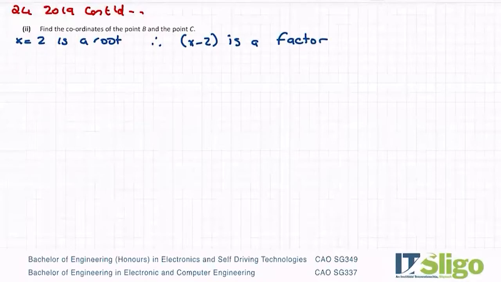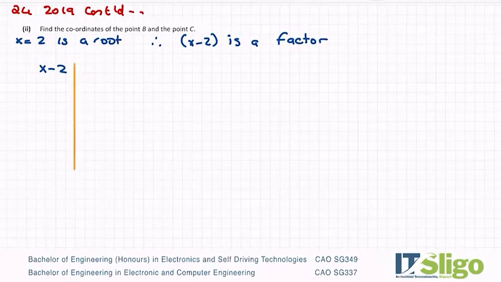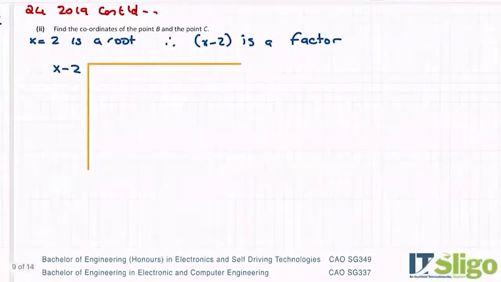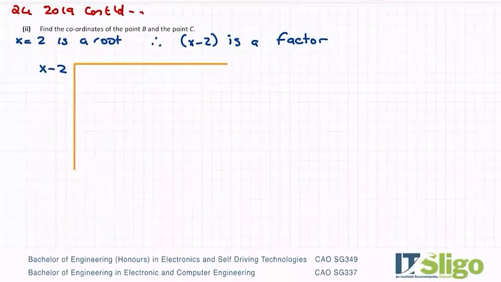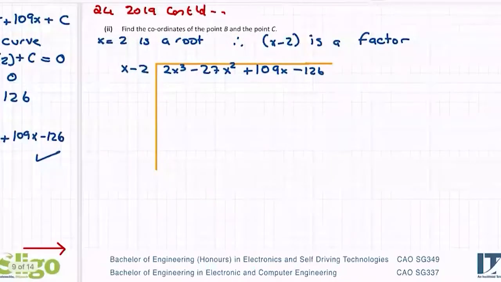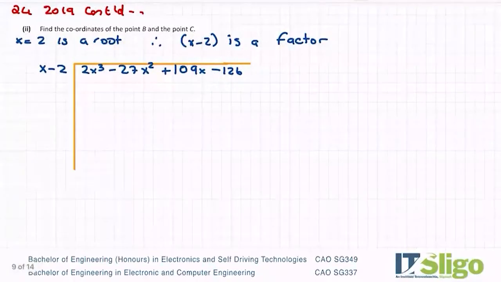Okay, so to find the other two factors, there are a load of ways of doing it. You can equate coefficients, you can sub in your x minus 2, or of course, a very common way is long divide. Okay, so long divide x minus 2 into our cubic function, which was 2x cubed minus 27x squared plus 109x minus 126. Okay, so let's long divide in.